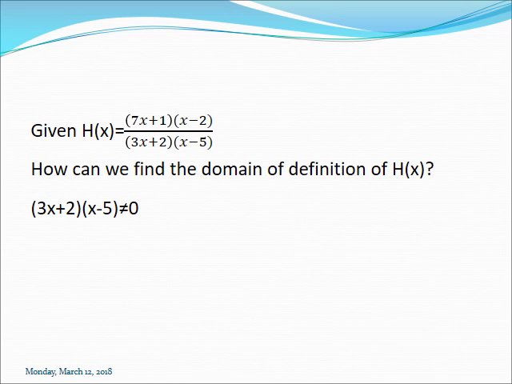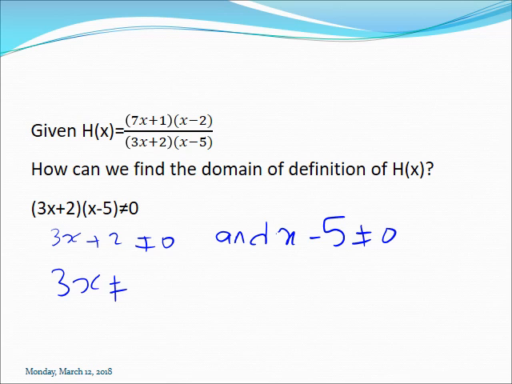Now, if h of x equals (7x + 1)(x - 2) all over (3x + 2)(x - 5), how can we find the domain of definition of h of x? (3x + 2)(x - 5) different than 0, since the denominator is different than 0. 3x + 2 different than 0 and x - 5 different than 0. 3x different than -2, so x different than -2 over 3. And x different than 5.